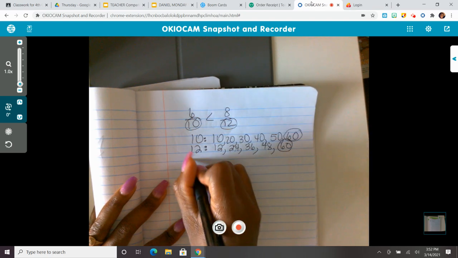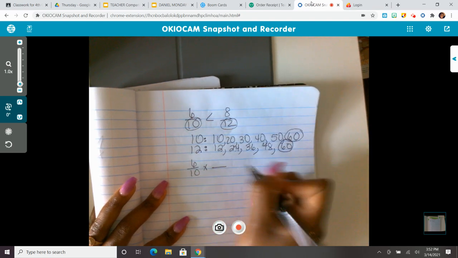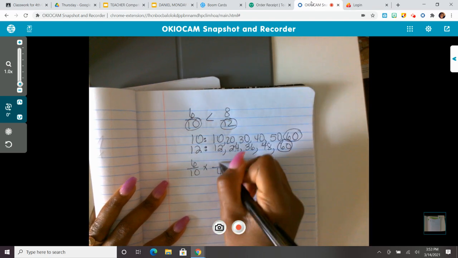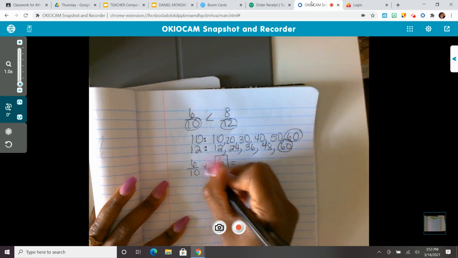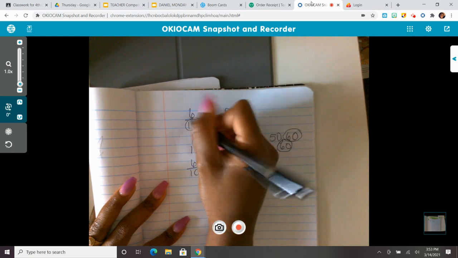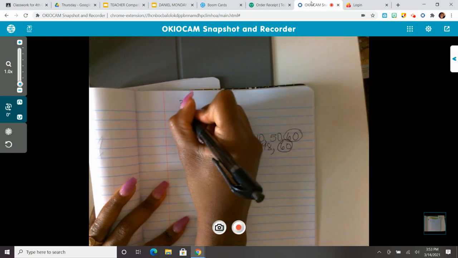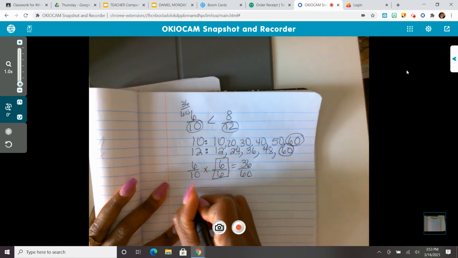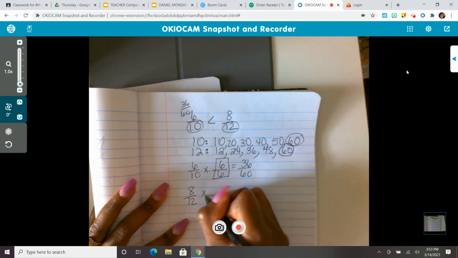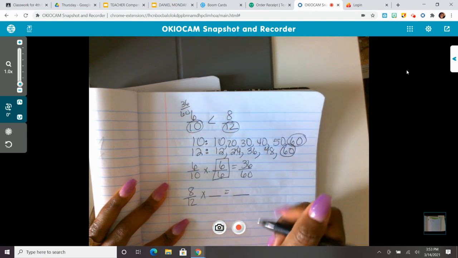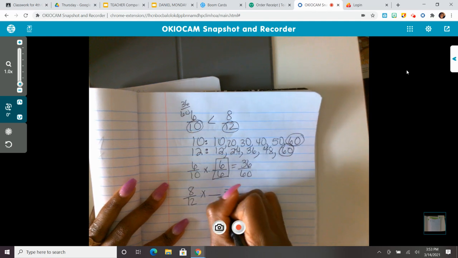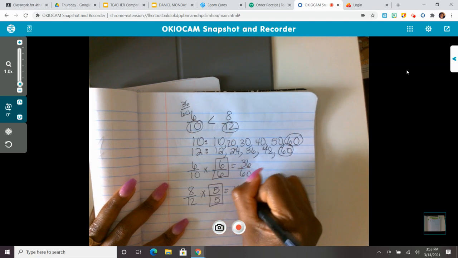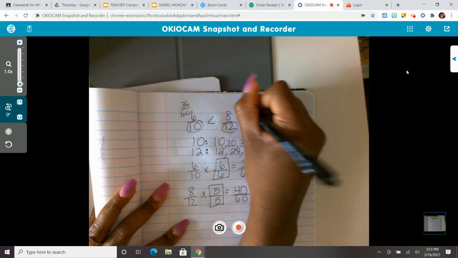Okay? So that means I'm going to take 6/10 and multiply it by blank to get blank 60ths. 10 times what gives me 60? 10 times 6. So here is 6, here is 6. 6 times 6 is 36. So 6/10 is equivalent to 36/60. Okay? And I'm going to do the same thing with 8/12. 8/12 times blank equals blank 60ths. 12 times 5 gave me 60. So here's 5, here's 5. I'm going to multiply and get 40. So now the 8/12 is equivalent to 40/60.